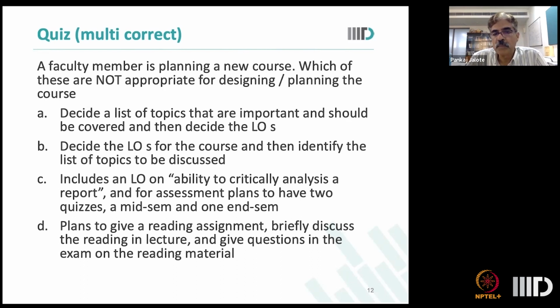C includes an LO on ability to critically analyze, and for the assessment plan, there is no assessment given for doing it. So C is not appropriate, because if you have a learning outcome, you must give assessment of that kind. And D is clearly appropriate. What point D makes out is if you give a reading assignment, briefly discuss it in the lecture and guide the students to read, that is also teaching. Lecturing is not the only way of teaching. So this is quite all right. D is quite okay.